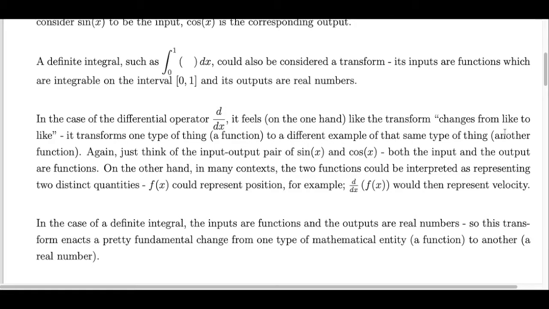What's interesting about these two examples is that the first example, the differential operator, d/dx, transforms one function to another function. Both the input and the output are the same type of mathematical entity. They're both functions. With the definite integral, the input is a function, but the output is something different. It's a real number. So this operator transforms a function into a different type of mathematical entity. It transforms from a function to a real number.